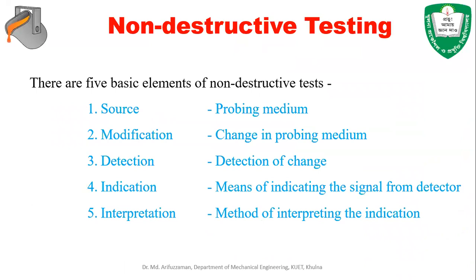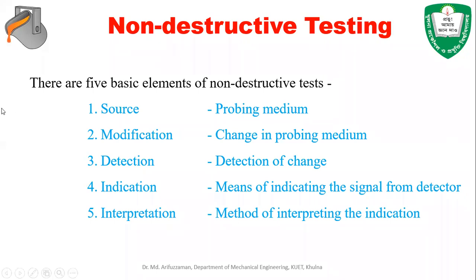Firstly, there are 5 elements for non-destructive tests. If you want to conduct a non-destructive test, there will be 5 elements. This is actually the basic principle of non-destructive tests, how the test can be conducted or how a new testing medium can be developed. If you understand this, then you will be able to develop new testing techniques or modify any techniques, so as to make it much easier to understand the defects on the surface or subsurface in metal or alloys.